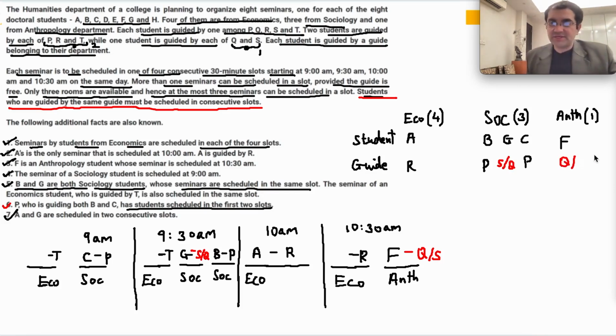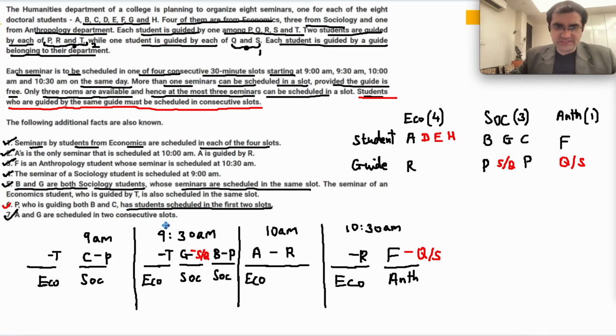The remaining 3 students are left. Which are the last 3 students left? A, B, C, D and E are left. D, E, F, G, H are left. There is no information about these. We don't know which slot, we don't know which student, etc. This information is not known. So this was what we could fill. So now let us go and answer our questions.